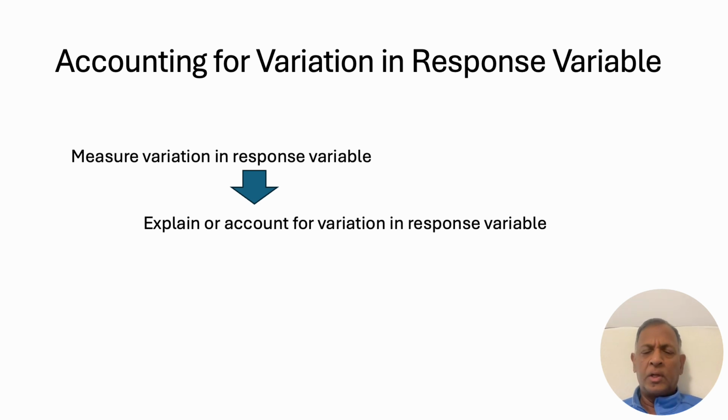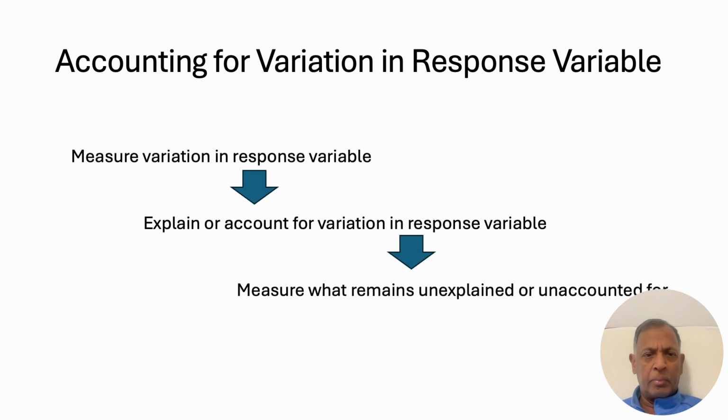In other words, our response variable may be height, and we see a lot of different heights, and we want to say, okay, why are these heights different? And we want to explain the difference in heights based on difference in some other variables. So that's what we mean by explain or account for variation in the response variable. And then, of course, having found out how much of the variation we are able to explain, we measure what variation remains unaccounted for or unexplained.